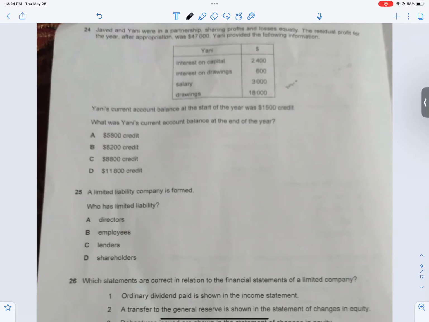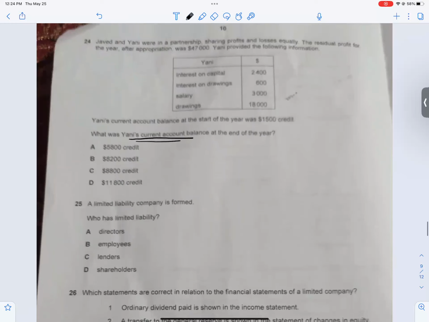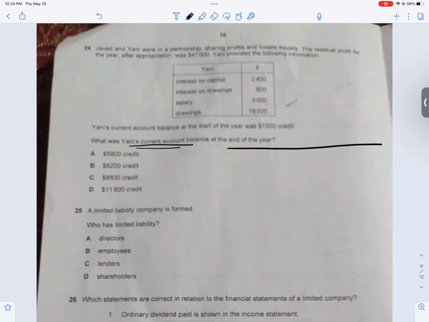Javed and Yani were in a partnership. We have to make a current account. On the debit side, we'll write drawings. First read the question. They are sharing profits and losses equally. The profit after appropriation is 47,000. That means all the appropriation is done: interest on drawings, interest on capital, salary, everything is done, and the profit is 47,000.